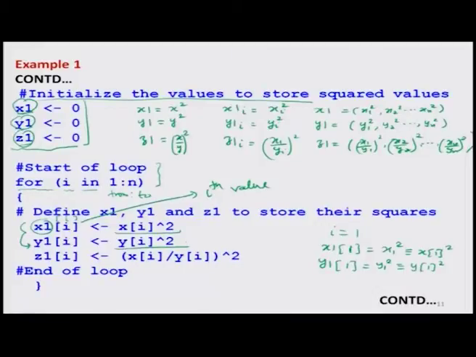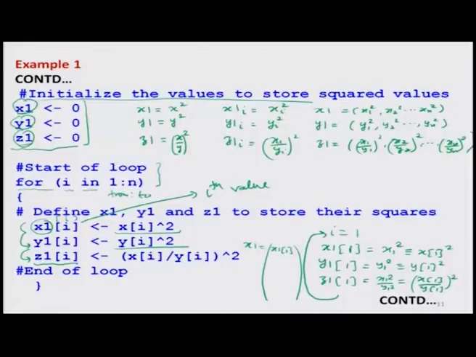Then after computing the second step it will come to the third step, and here it will compute the ith value of z1. For example, for i equal to 1, z1 will become x1 square upon y1 square, that is x_i upon y_i whole square, and then it will store it here. So there is a vector which takes the first value, second value, third value and so on. Now the control will come back and take i equal to 2, and this process will be repeated and it will compute the values of x1, y1 and z1 at the second place and so on, and this will be repeated n times.